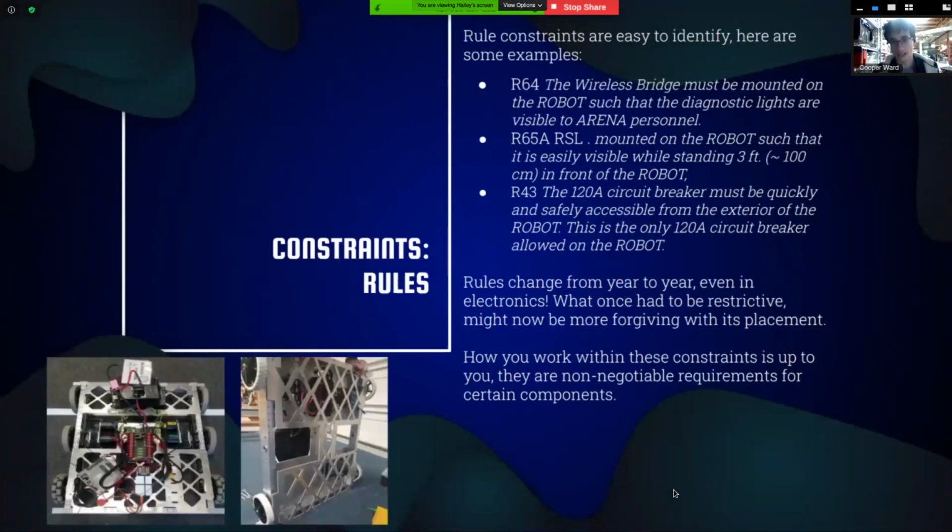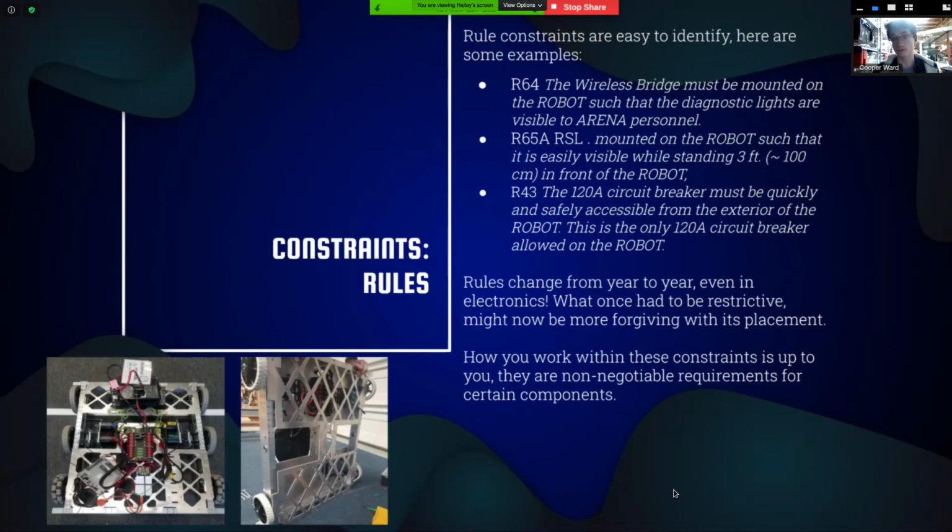So like I was talking about, there are certain rules. There's Rule 64, Rule 65A, Rule 43. And so those components need to be very particular. So, for example, the diagnostic lights on the wireless bridge radio actually need to be visible to the arena personnel. And then the RSL, of course, needs to be visible within 3 feet if standing in front of the robot. And then, of course, the power switch needs to be easily accessible from the exterior of the robot.